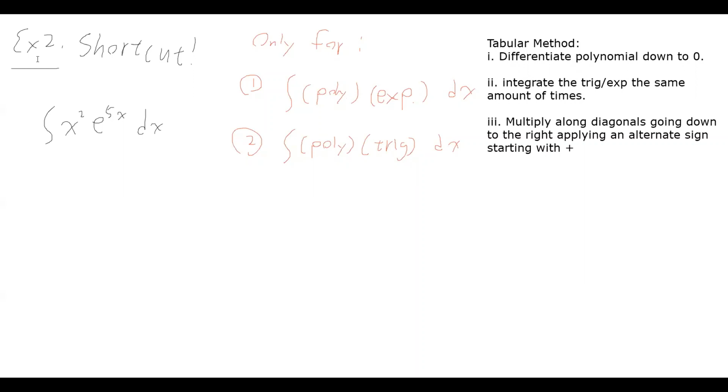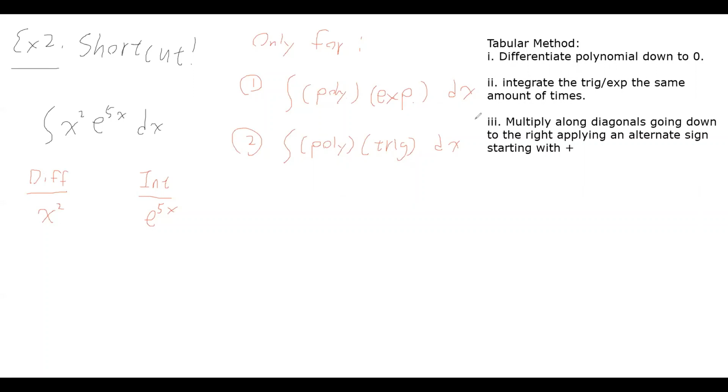All right, so let's construct 2 columns, and one column is going to be differentials, and the other column is going to be the integrals. So polynomial and exponential. We're going to differentiate the polynomial side, so let's put the polynomials here. And on the integration side, we have the exponential, which is e to the 5x. Now we're not going to worry about the dx because this is kind of like a shortcut. We don't have to be that rigorous.